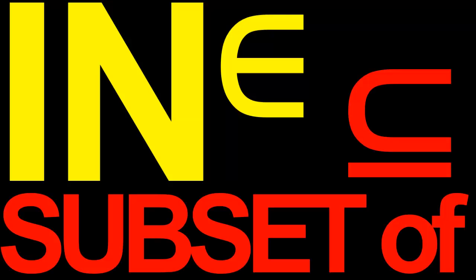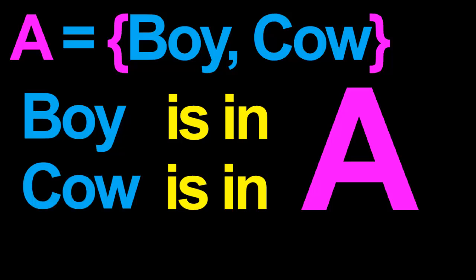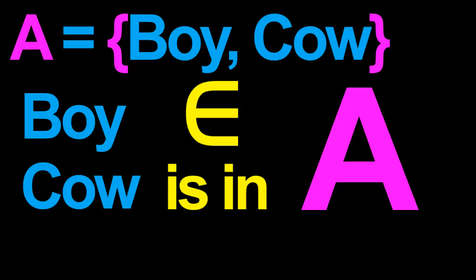Subset of. Suppose we have the set A, which consists of two elements, namely boy and cow. We can say that the element boy is in the set A. Similarly, we can say that the element cow is in the set A as well. We'll now introduce a symbol that stands for the English words "is in." The symbol looks like this, like a curved E.